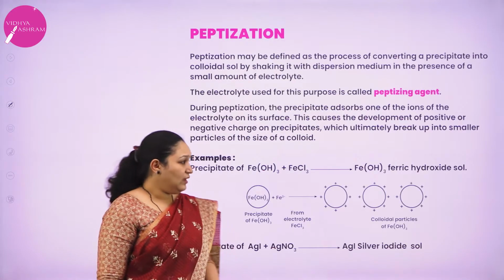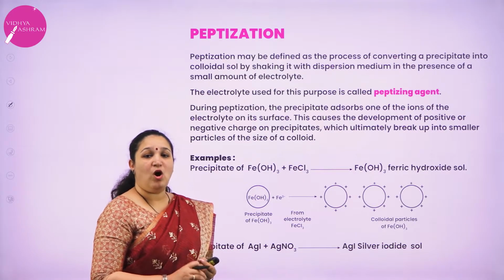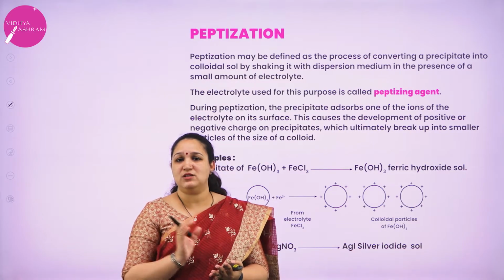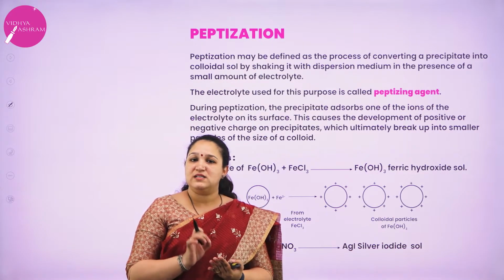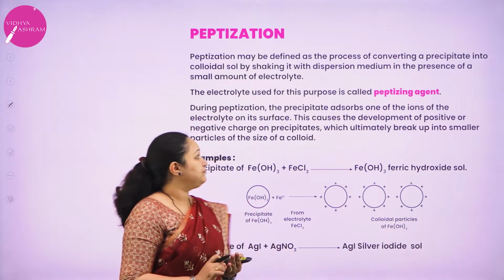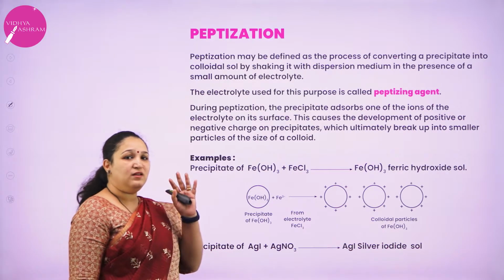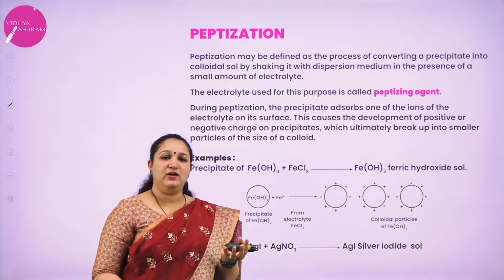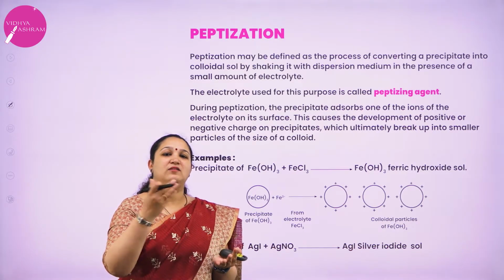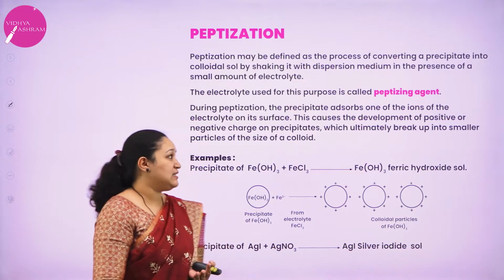Second one is peptidization. Peptidization is a process of converting a precipitate into a colloidal solution by adding dispersion medium and a small amount of electrolyte. So what is peptidization? We are taking the precipitate and we add some electrolyte to that, and the precipitate will get converted into a colloidal solution. This process is called peptidization.